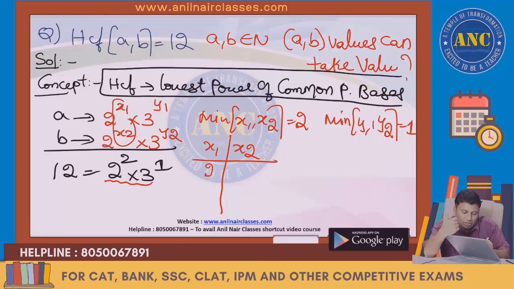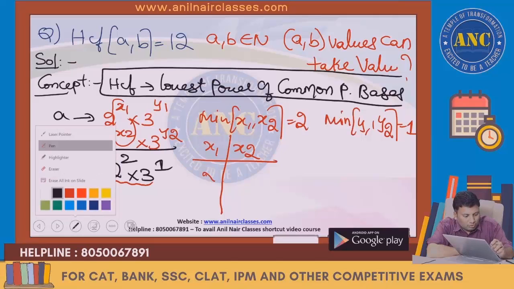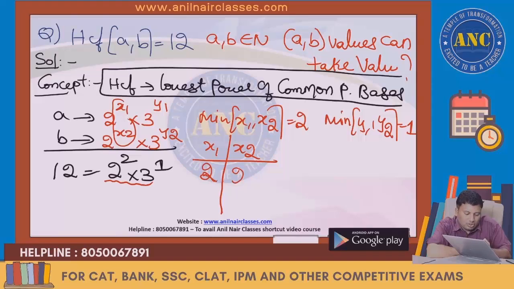So here it is 2. Am I right? So here 2 square into 3 power 1. Now what I should do is, x1 should be 2. If x1 is 2, x2 can be 2, x2 can be 3, x2 can be 4, and so on. Minimum of 2 comma 2, it is nothing but 2, 2, 3, 4, and so on. Many values I am getting. Are you all with me?